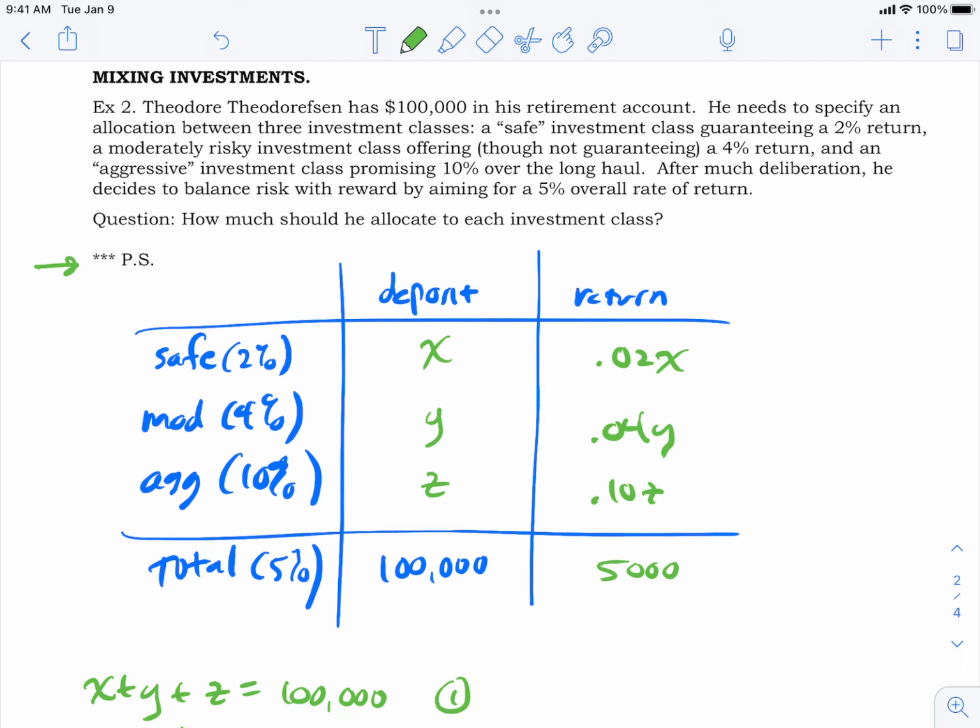Let's make sure that we put twice as much in the safe as in the, we'll say, moderately risky. That's a Ted decision. I want to make sure that there's twice as much in the safe class as there is in the moderately risky class. Okay, now we got to build an equation out of that.